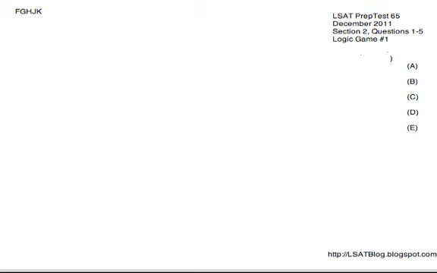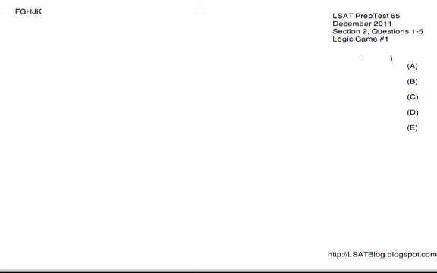Hey guys, this is test 65 game 1. This is the student's piano recital game. It is an ordering game. We know this because the rules tell us that people perform earlier and later than others. Therefore, there must be an order in which they perform.